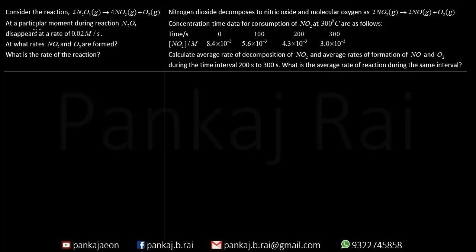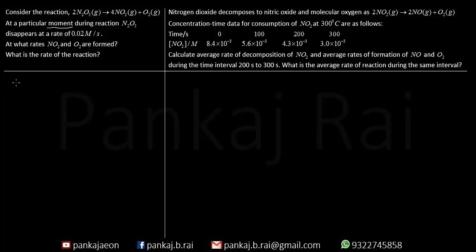Now what they are giving is that at a particular moment during the reaction, N2O5 disappears at a rate of this. So we have been given the rate of N2O5, so that would be the rate of consumption of N2O5, and it is given at a moment. So what do we mean by at a moment? That it is the instantaneous rate. So we have to represent it by d by d. So we have been given the instantaneous rate of consumption of N2O5.